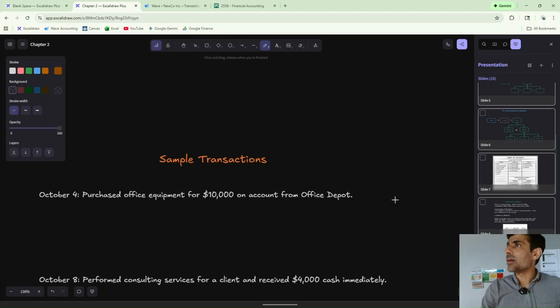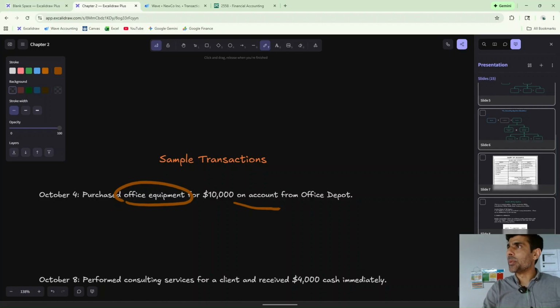What accounts are going to be involved here? Let's do the brain work ahead of time, and then I'll show you how to do the entry in the software. Office equipment. What else? Okay, so on account. I didn't pay cash for this. What have we been calling this when you buy something on credit? Accounts payable. Everyone agree? Those are my two accounts: office equipment and accounts payable.